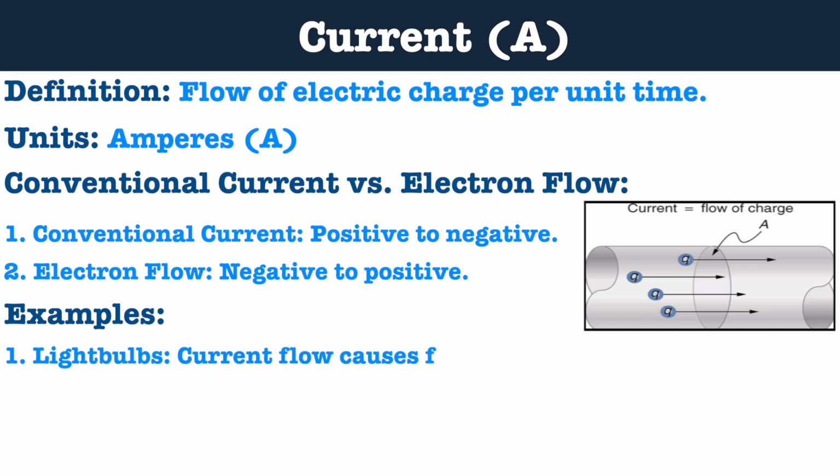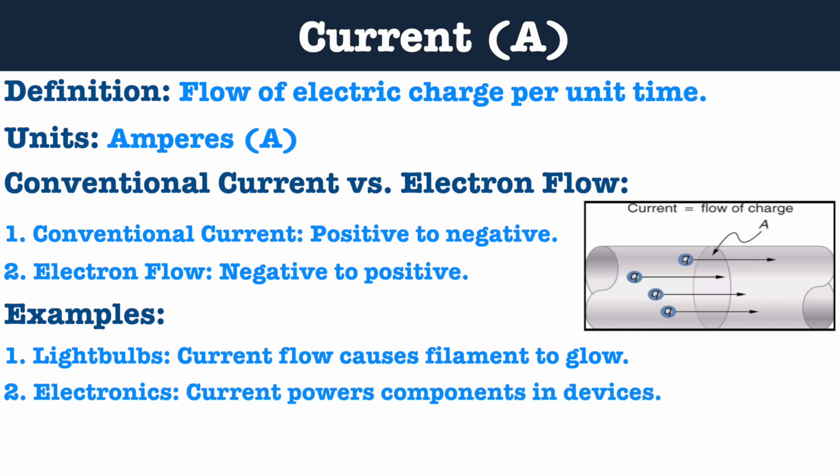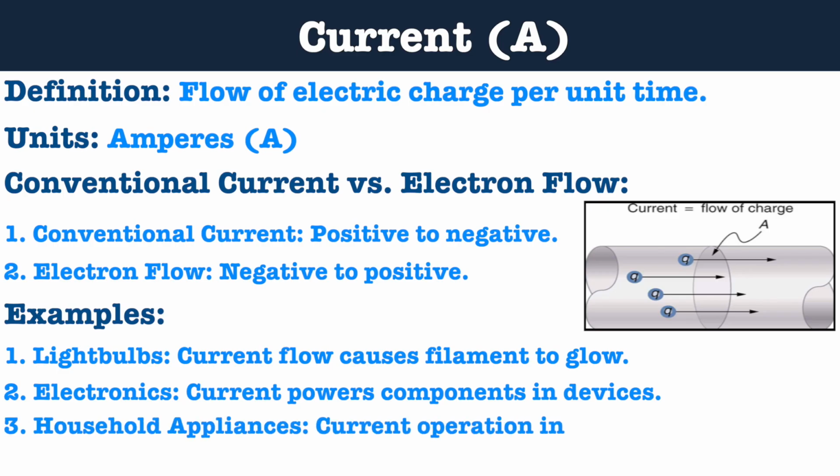Now let us see some everyday examples of current. You can take the example of light bulbs. When you switch on a light bulb, current flows through a filament causing it to glow and emit light. If we talk about electronics, in devices like smartphones and computers, current flows through the circuit to power components such as the processor and the screen. In household appliances, current powers appliances like refrigerators and washing machines, allowing them to function efficiently.